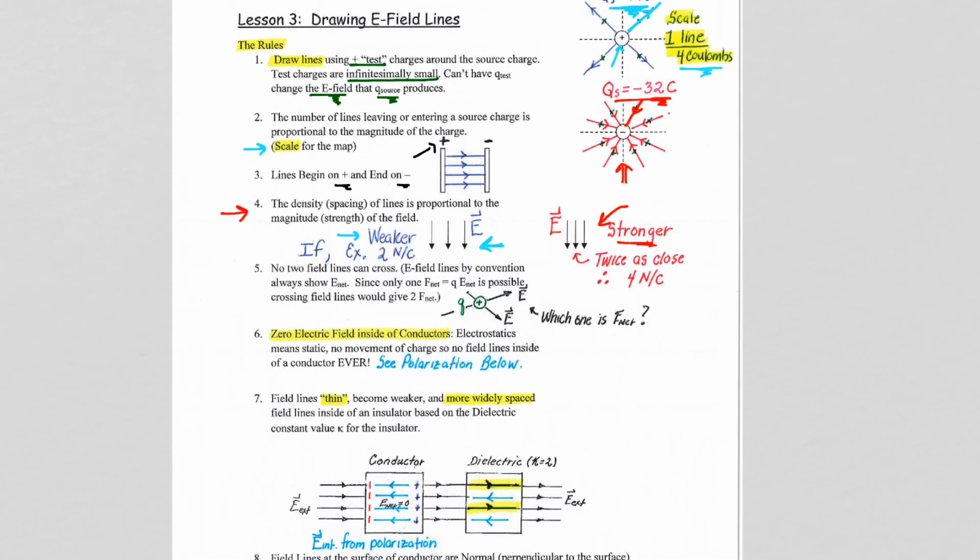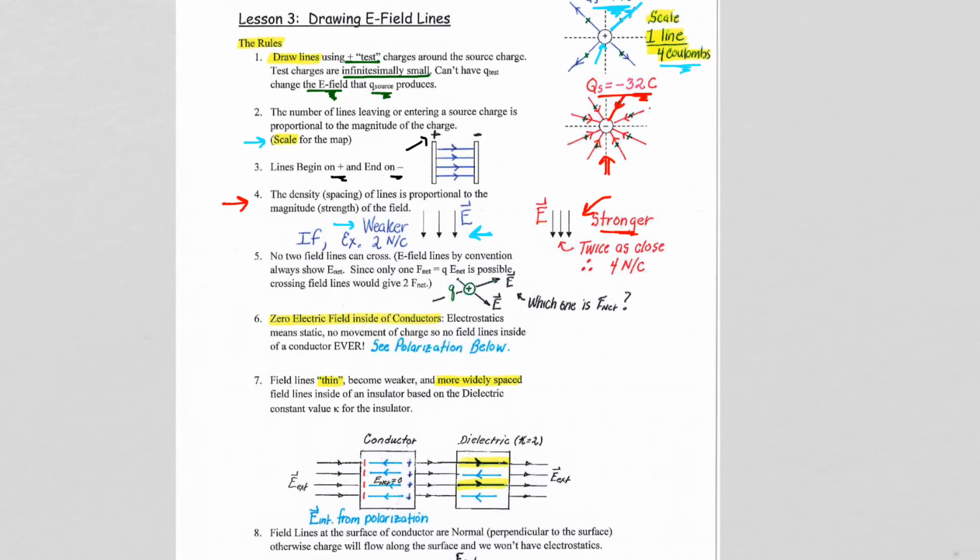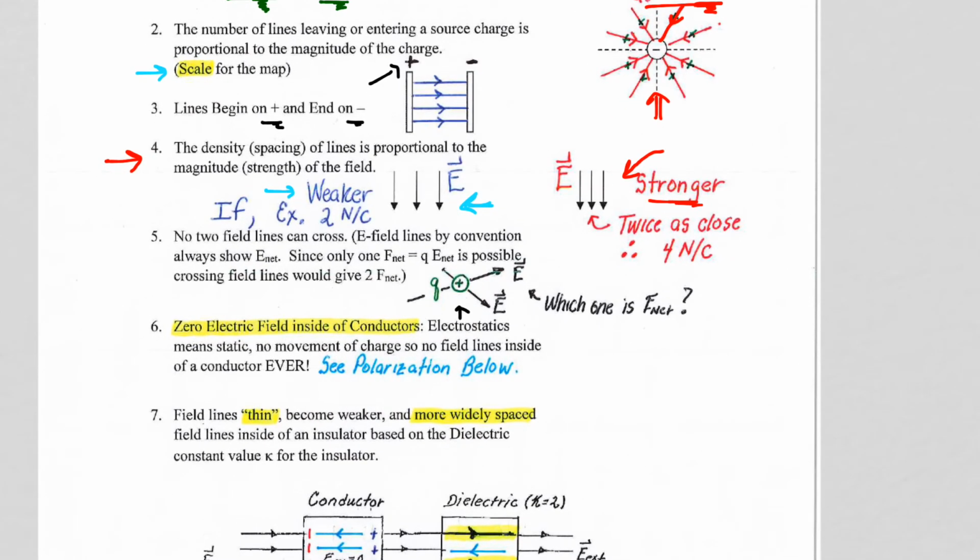Number 5, field lines cannot cross. Why can't field lines cross? Because by convention, field lines always show the net electric field. The net electric field with F equals QE gives a net force. You cannot have two net forces acting on a single particle. So if we have a little q, that green would be the q that is in a region of space where some source charge is generating electric field. If field lines crossed, we would not know which one corresponded to E net.